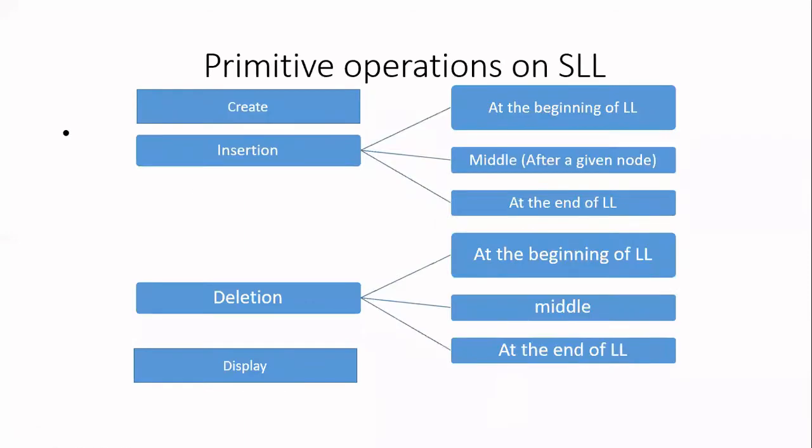Going to start with the primitive operations on linked list. Just now I told you how to create the structure, how to create the null pointer, then how to create or allocate memory for the nodes. Now we will see primitive operations on linked list. So primitive operations on linked list are, you have 4 different operations.